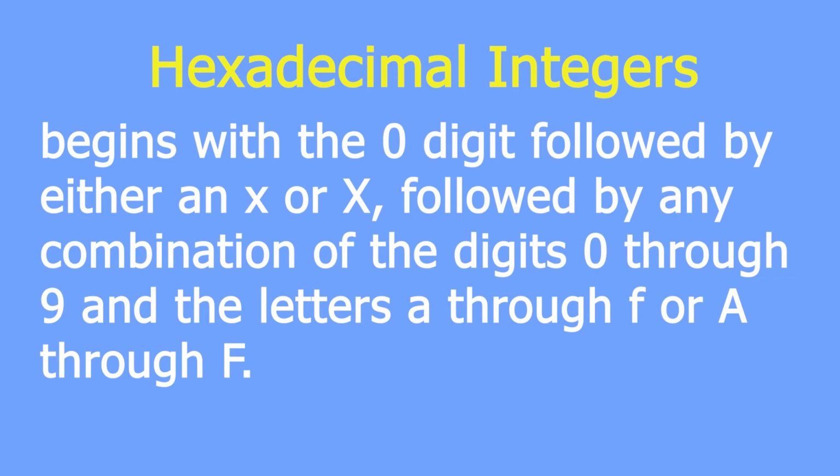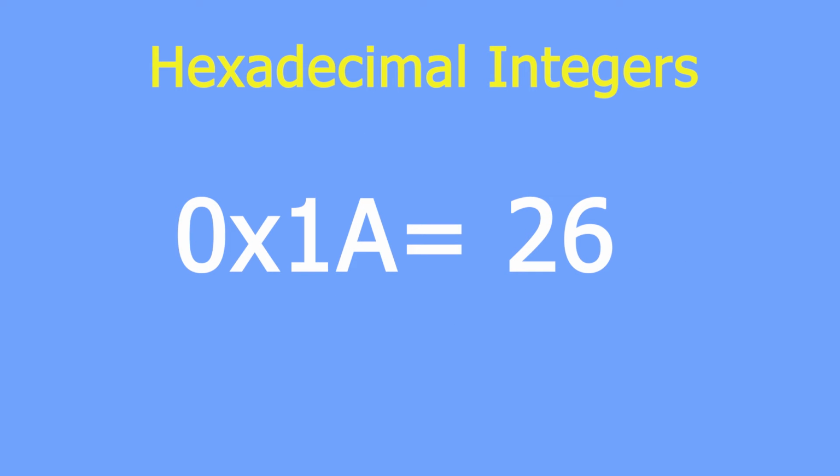For hexadecimal integers, they are actually written with a leading 0 and x. So for example, if you want to write the number 26, the decimal 26 in hexadecimal, you'll write it as 0x1a, right? 0x, which means these are hexadecimal, then 1 and a. So that is number 26 in decimal.